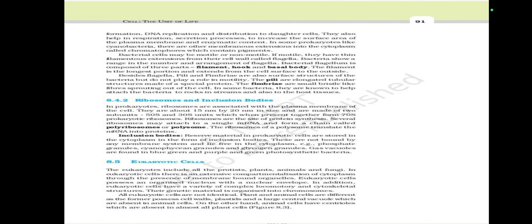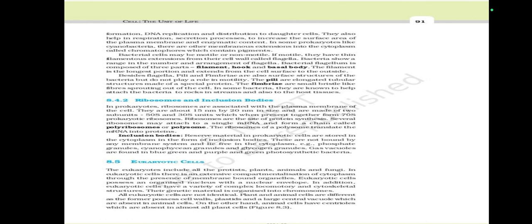If motile, they have thin filamentous extensions from their cell wall called flagella. Bacteria show a range in the number and arrangements of flagella. A bacterial flagellum is composed of three parts: filament, hook, and basal body. The filament is the longest portion, extending from the cell surface to the outside.